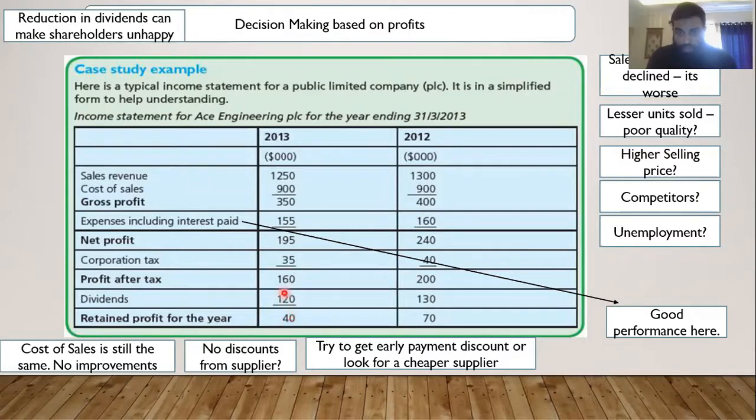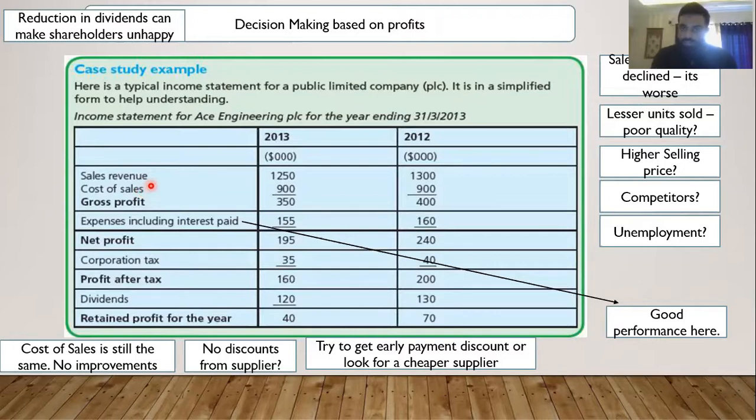But overall, if I give you a comment now, I will make a comment here that net profit is declining. The performance is worse. And the primary reason why this performance is worse is because of the decline in my sales revenue. I cannot see any other reason. Or possibly, if I talk about cost of sales, the business was not able to reduce down the costs.